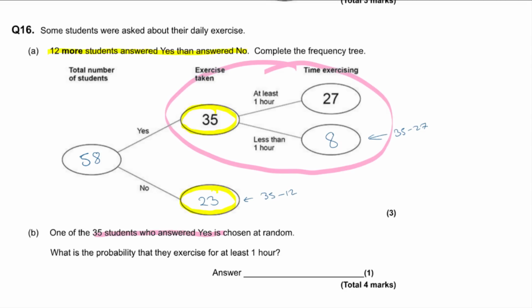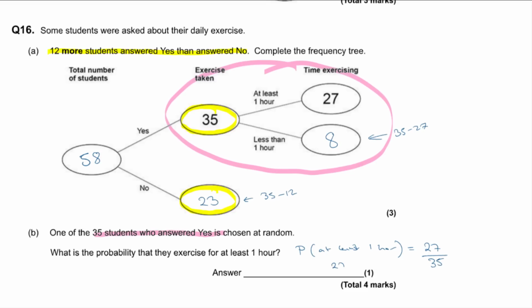So what is the probability that they exercise for at least an hour? Well, probability of at least 1 hour is going to be successful outcomes. How many people did exercise for at least 1 hour? That was 27, divided by total outcomes. How many people were there altogether who took exercise? It was 35.